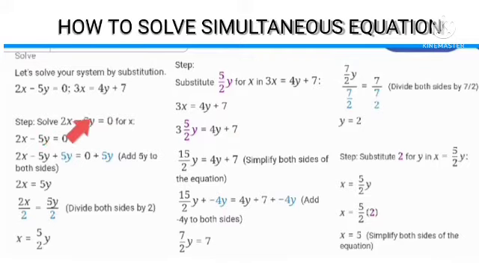Now, in order to make x the subject of formula, you want x at the left side of the equation and y at the right side. We want to eliminate this negative 5y. The only thing we can do is to add the opposite sign, which is positive 5y, to both sides of the equation. By doing that, you're going to have 2x minus 5y plus 5y is equal to 0 plus 5y. Once we add 0 plus 5y, we have 2x is equal to 5y.